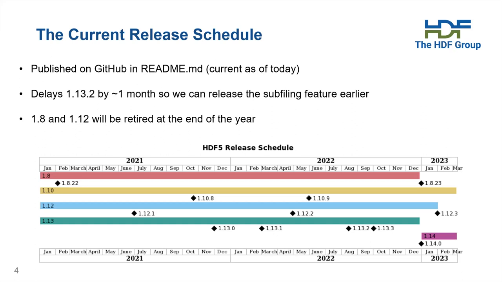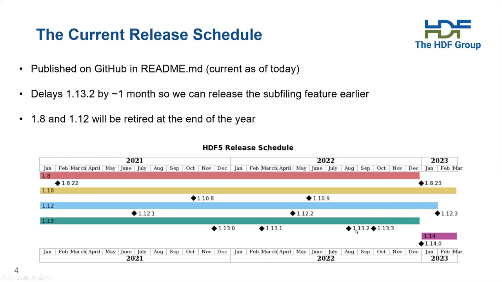So HDF5 release schedule. This is on GitHub now. This is current as of today. You can see on here, we have the 1.8 branch, the 1.10, 1.12, and 1.13 branches. We'll be trying to end the development of 1.8 and 1.12 at the end of this year. These will probably be retired early in the new year. 1.14 will release probably not in December, probably in November.